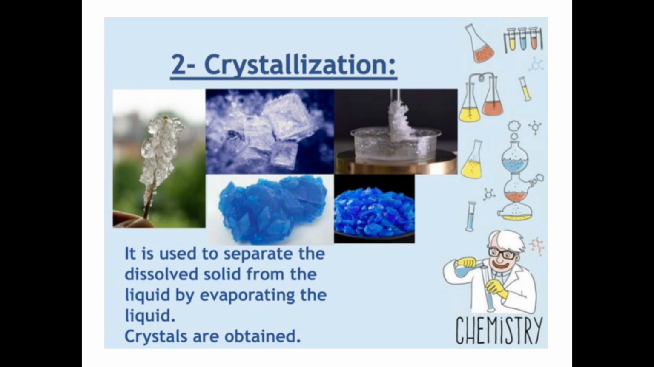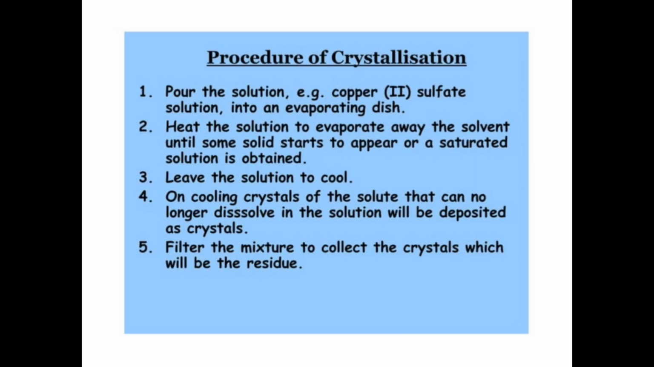In crystallization, crystals are usually formed. Please take note that the method for obtaining the purest form of solid is crystallization. If you want to have the purest form of solid, crystallization. What is the process? You pour the solution into an evaporating dish. You heat the solution to evaporate away the solvent until some solids start to appear or a saturated solution is obtained. You allow the solution to cool.